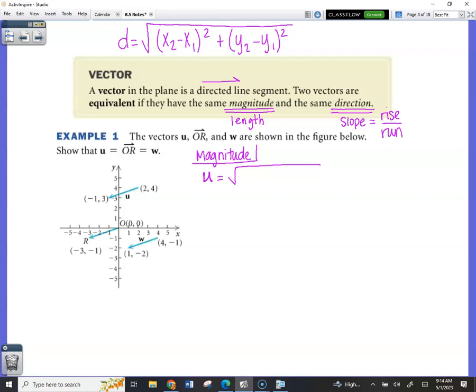So I tell myself, I've got 2 and negative 1 are my x's, right? So 2 minus negative 1 squared. Then I've got 4 and 3. 4 minus 3 squared.